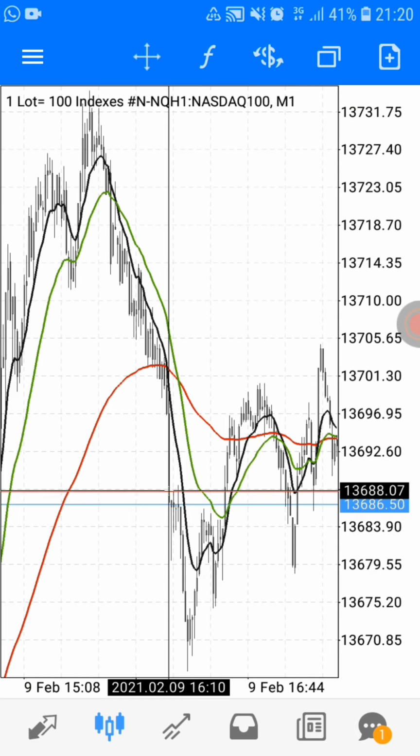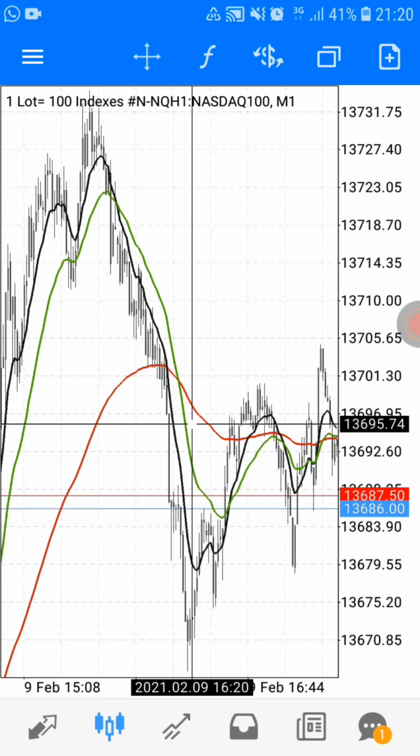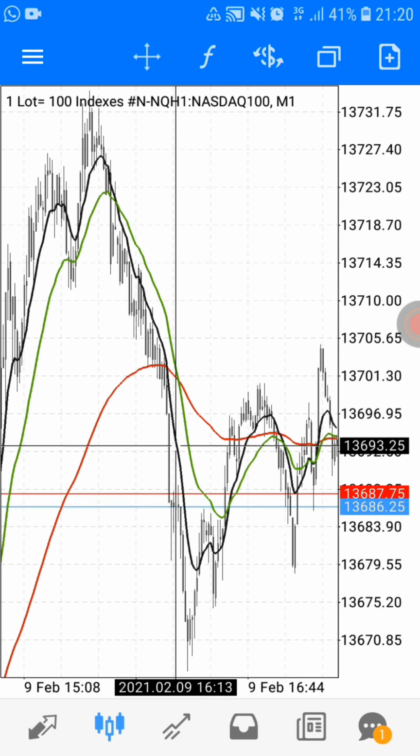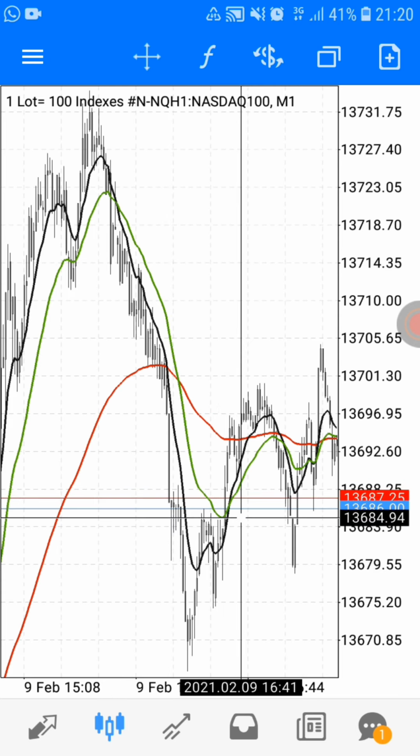Okay, now how to know your sell exit point? The black and the green moving averages will come and cross again. Okay, when they come and cross again, that is your exit point.